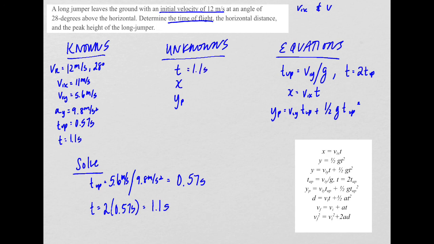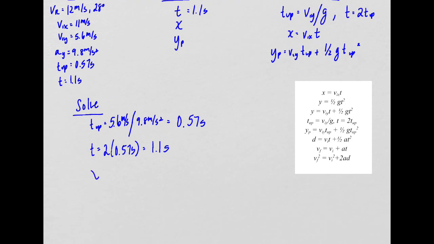All right, now for X. X, horizontal displacement, is equal to VIX times, I don't need to write VIX, do I? Is equal to 11 meters per second, which is VIX, times time, which is 1.1 seconds. This gives us a 12 meter horizontal displacement. And finally, we have our peak, YP, how high.